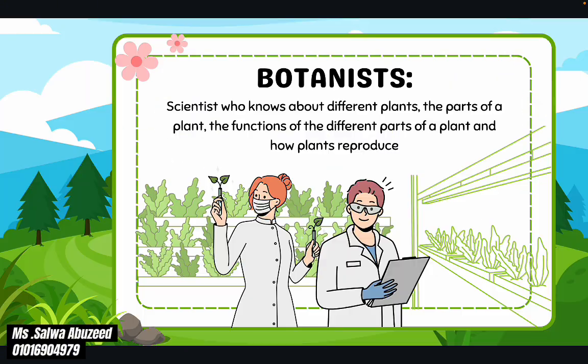Let's go. In the first part, as we know, there are doctors for humans and there are vets for animals. But who are the doctors or the scientists for the plants? The scientists who study the plants and treat them are called the botanists. The botanists are the scientists who study the plants, their parts, their functions, what kind of soil they need, how they reproduce, and why this flower is red and this flower is yellow, and all the research and everything about the plants.